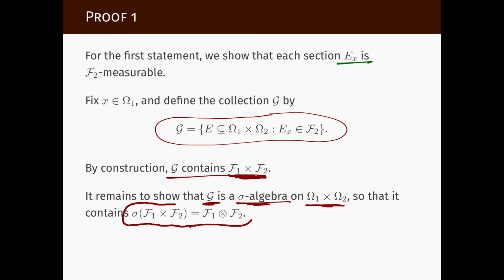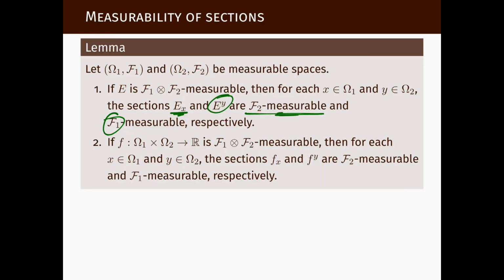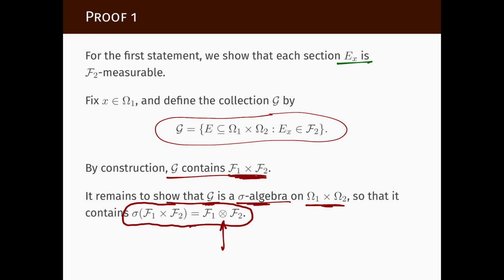And the sigma algebra generated by this class is exactly the product sigma algebra. So if we go back to the statement of the lemma, it assumes if E is in this sigma algebra, then E_x will be F2 measurable. And this is exactly what we are concluding.